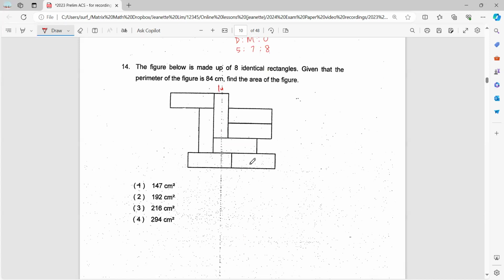If you can see here, maybe you compare this one. This length here is made up of 1, 2, 3. 3 of the breadth, so 3 units. So the length is 3 units. Every length is 3 units. One unit, 1 unit.